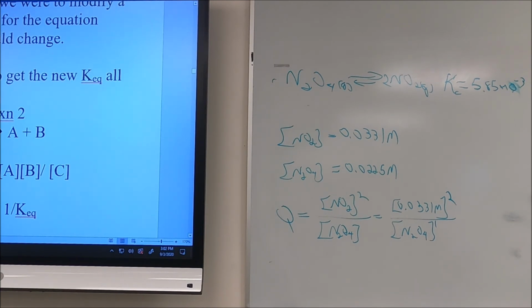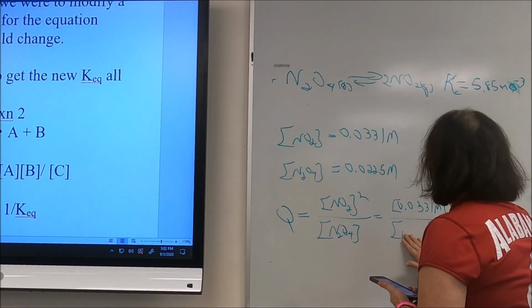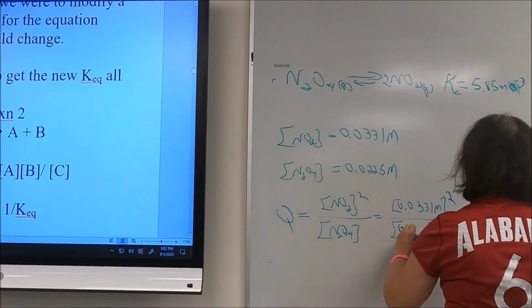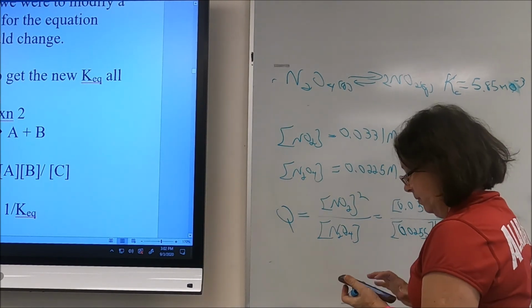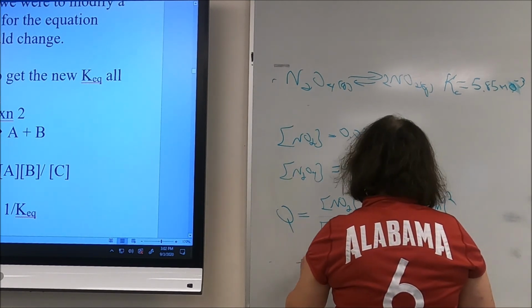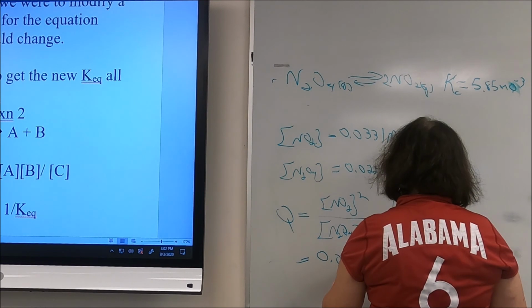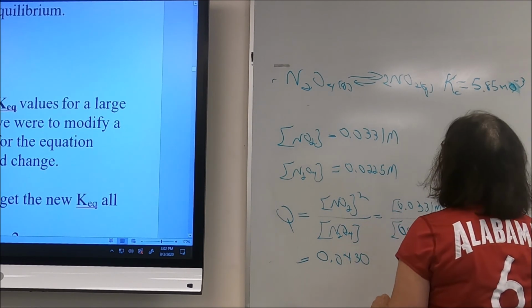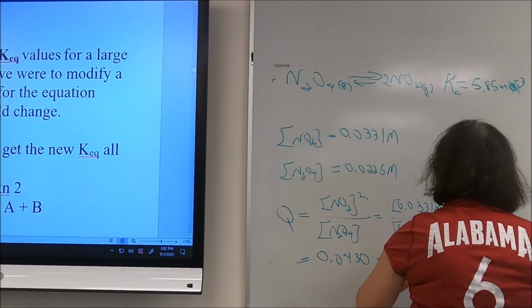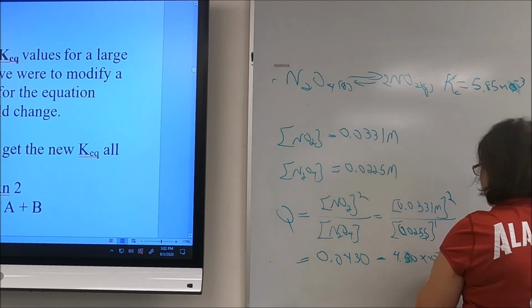0.0331. Oh, excuse me, clear. 0.0331. I didn't write the number in there. I just wrote the symbol again. It's 0.0225. So I get an answer here of 0.0430. Now let's compare that. I'm going to write it in scientific notation. That's 4.30 times 10 to the minus 2.